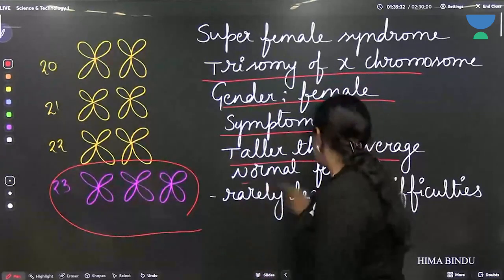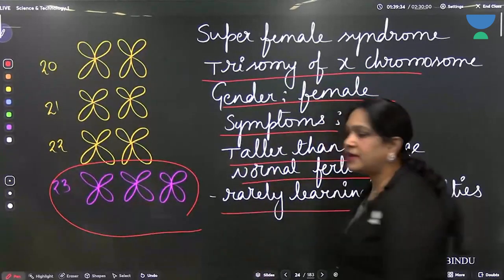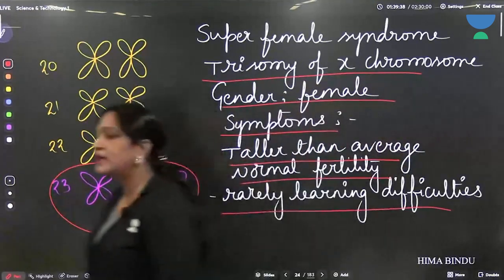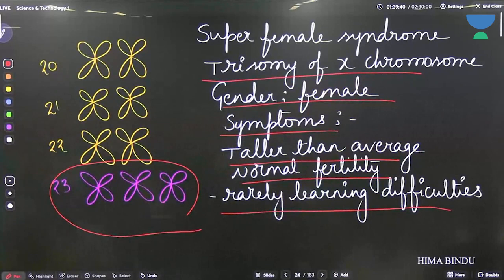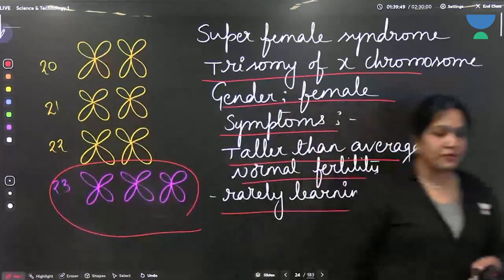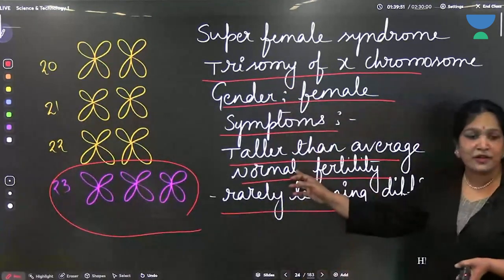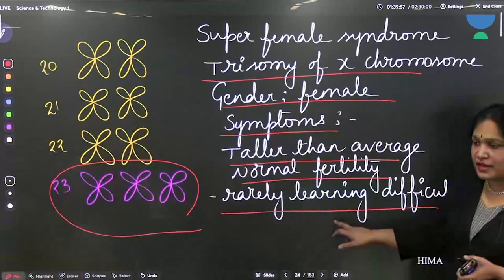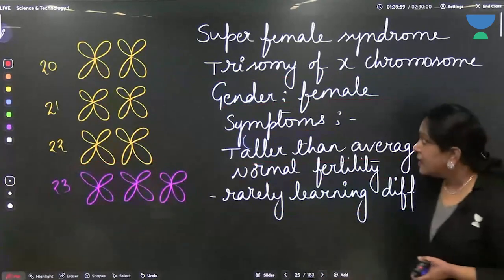Symptoms: taller than average, normal fertility, rarely learning difficulties. Most of the super females do not even look different. They look just like normal females. You cannot even differentiate between a normal female and a super female. Who knows, some of us may be super females also, because they have normal fertility. Learning disabilities also rarely; not every super female will have learning disabilities. Okay.